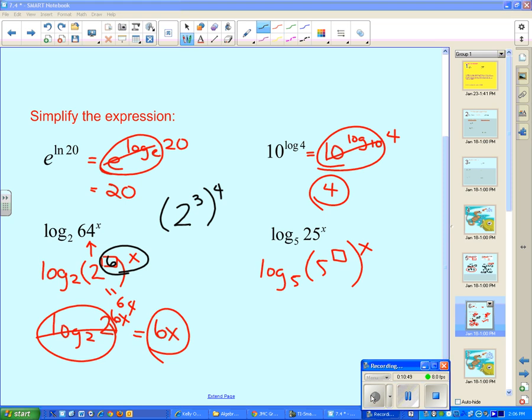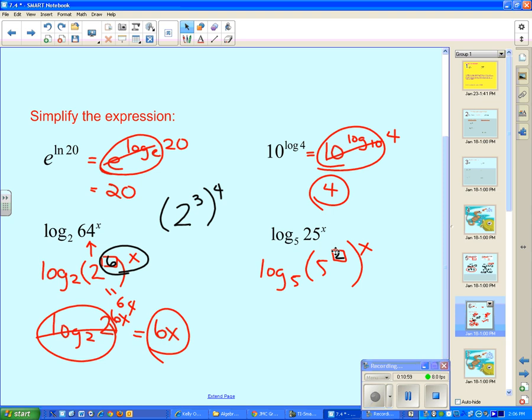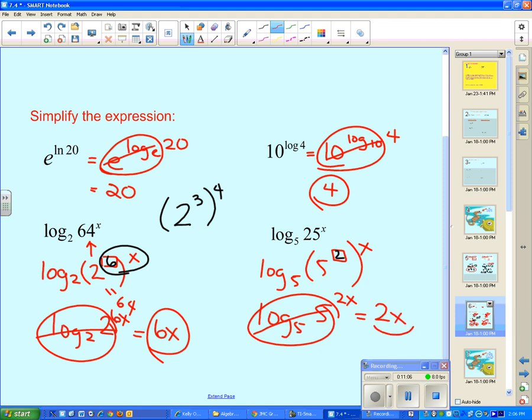Okay, so I want a number that equals 25, another way to write 25. So I can write it as 5 squared. And then this whole thing is really 5 to the 2x, which is equal to 2x. Questions? I can go through that definition with you. Like I said, that's just proving that property. So if you want me to do that, I can.